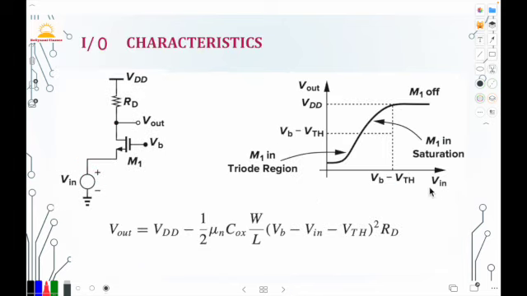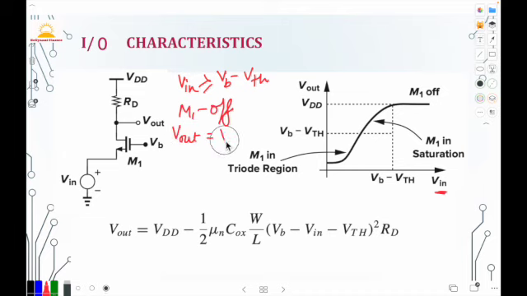Let us assume that this V input is decreasing from a large positive voltage. We will go in this direction. Then for V input greater than or equal to VB minus VTH, this M1 will be off, and in this case V out is equal to VDD. Here you can see M1 is off and V out is VDD.